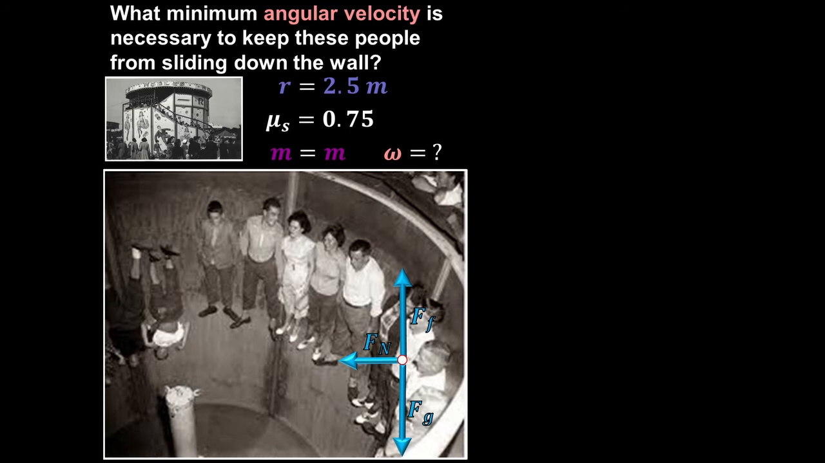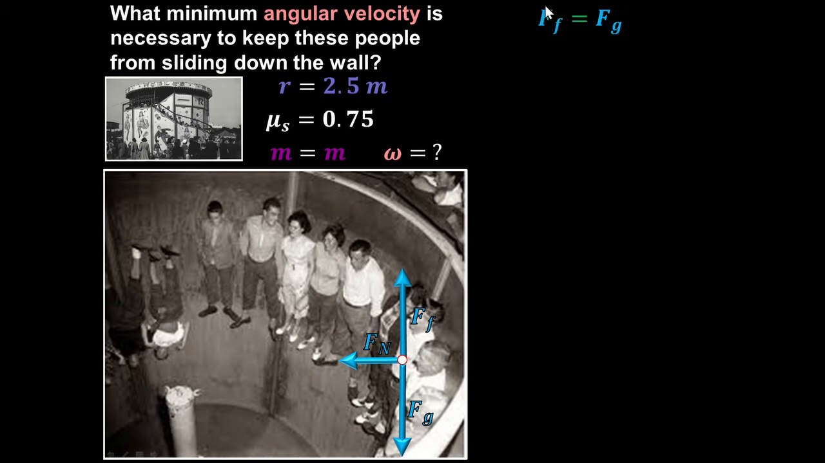It's a centripetal force, but because it's the wall pushing on them perpendicular to the wall, we also call it the normal force. So do you see our equal sign? The force of friction has to equal the force of gravity. That way they won't slide down. Well, now we're done with the physics. Now we have to do the algebra.